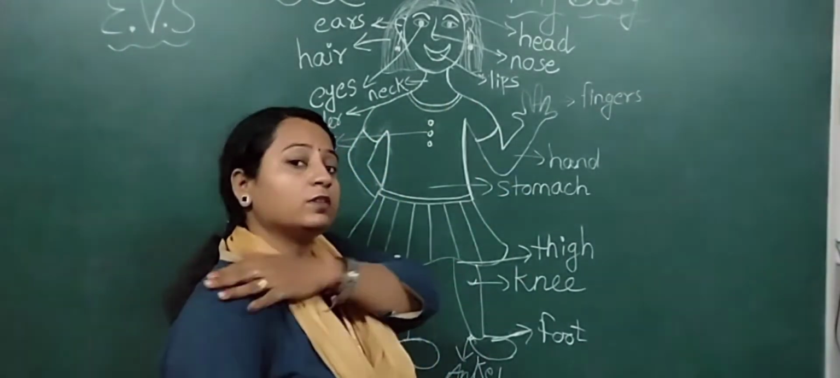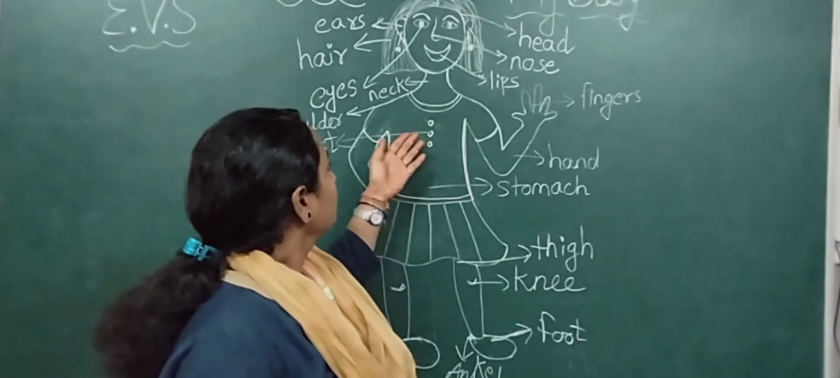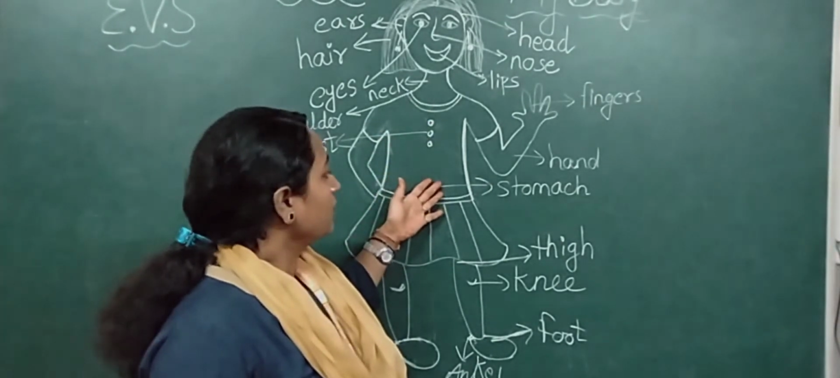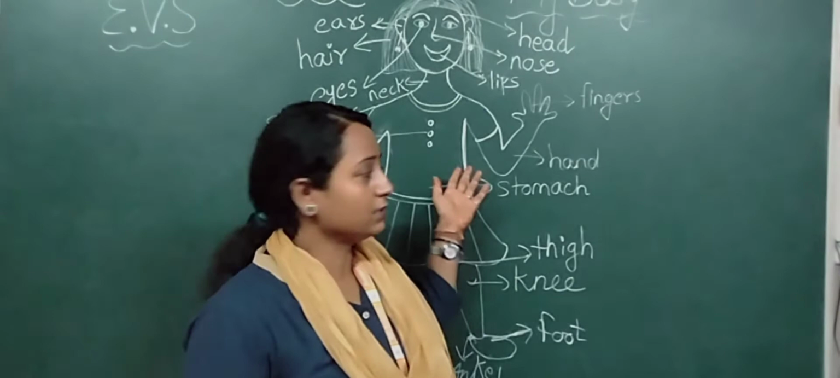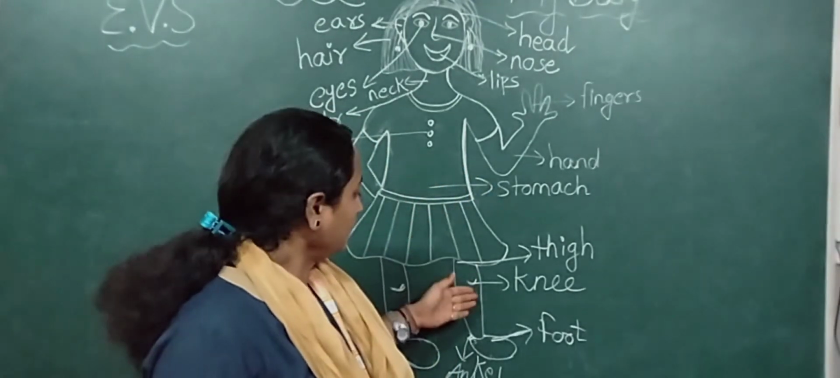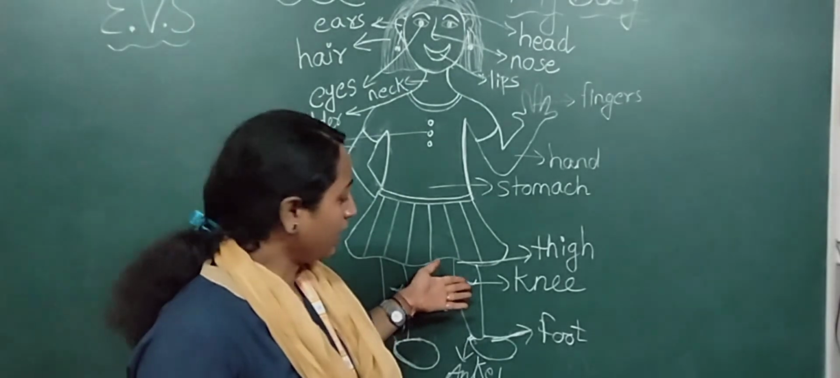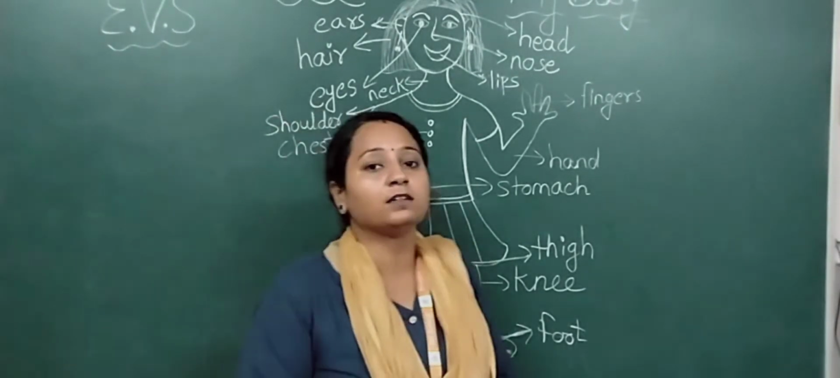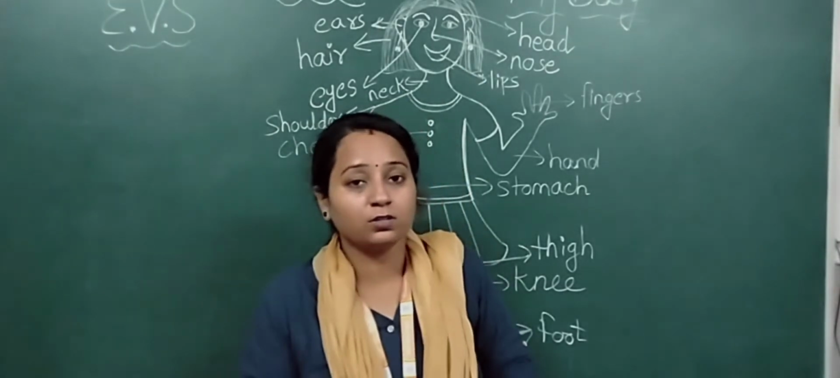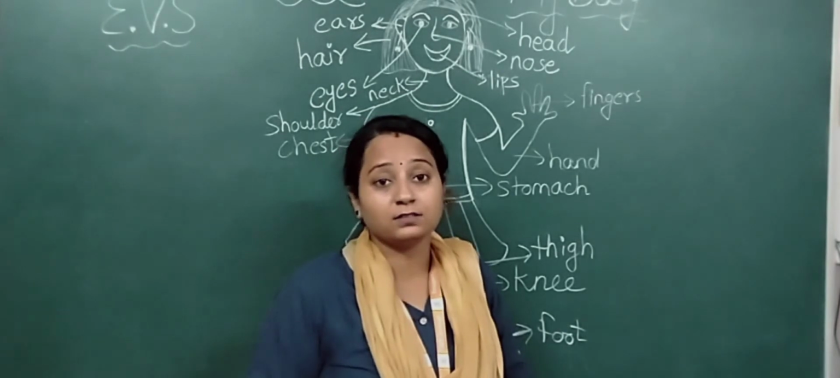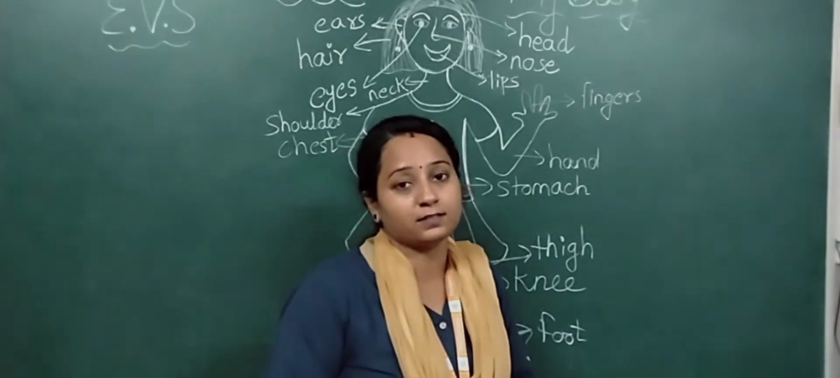Yes, this is called shoulder. ये है shoulder मतलब कंधा. This is called chest. Stomach यानी पेट. Okay. Then this is called thigh. Knee means ghutna. Foot, ankle. Leg से हम क्या करते हैं? Yes, leg से हम दौड़ते हैं, run करते हैं, jump करते हैं, ride करते हैं, बहुत कुछ करते हैं leg से.